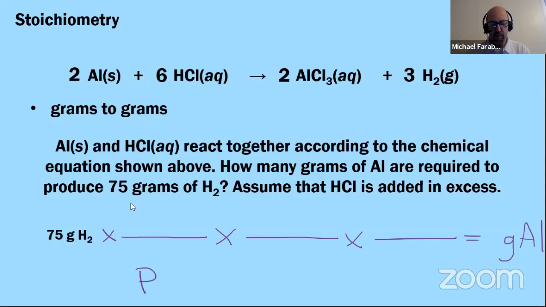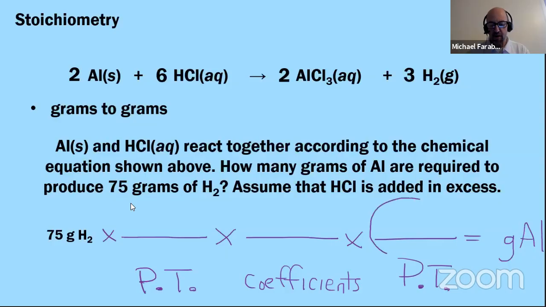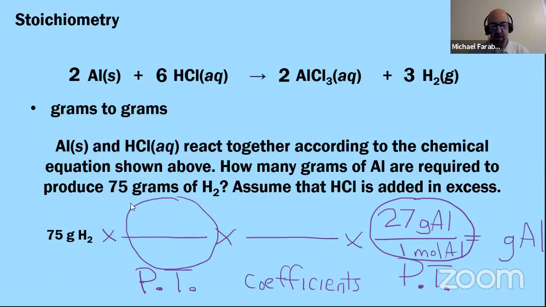This first step will be what I call a periodic table step. This second step will involve the coefficients, as I was just showing you in the example from moles to moles. And then this last step will also be what I call a periodic table step. So here, we're going to involve the periodic table. And approximately the number of grams of aluminum in 1 mole, about 27 grams according to the periodic table. This is also a periodic table step.